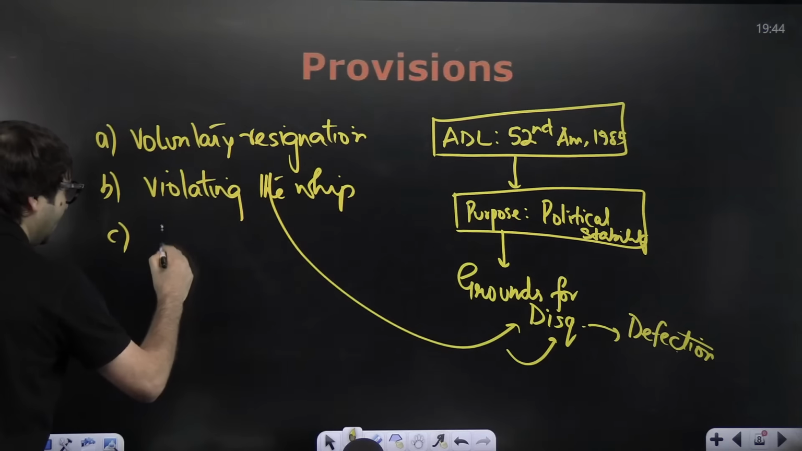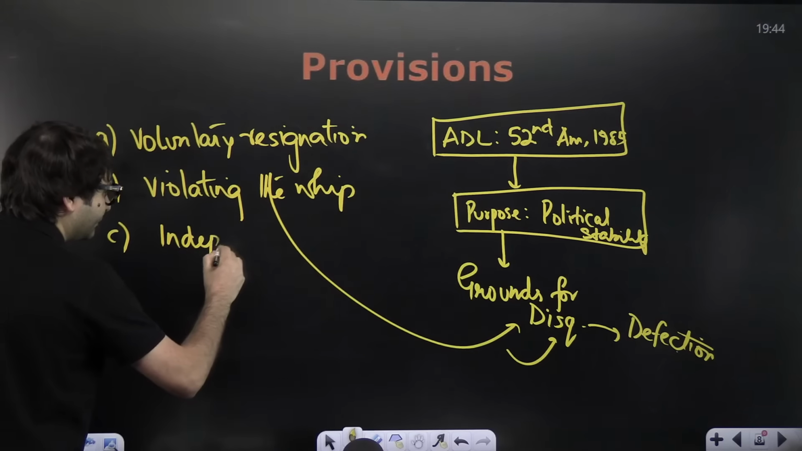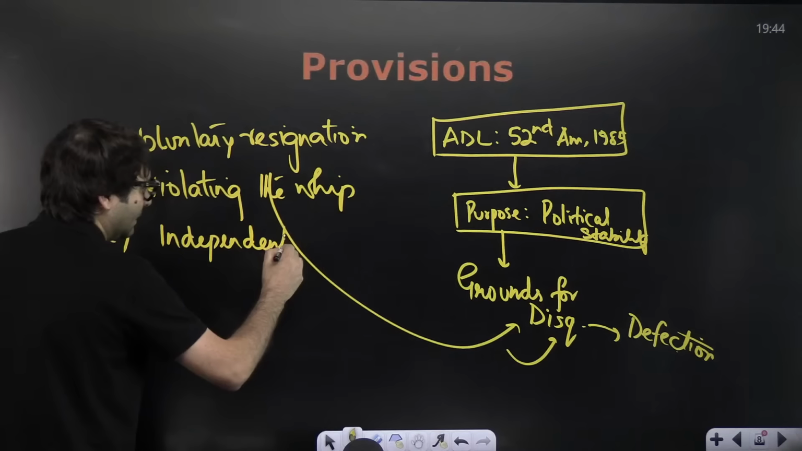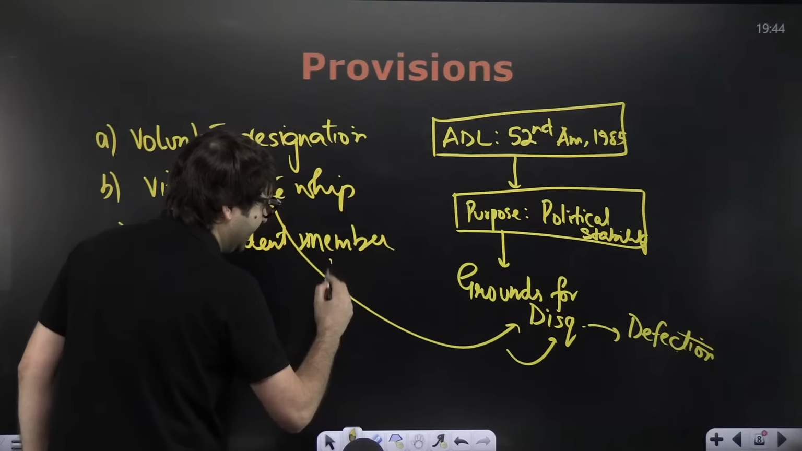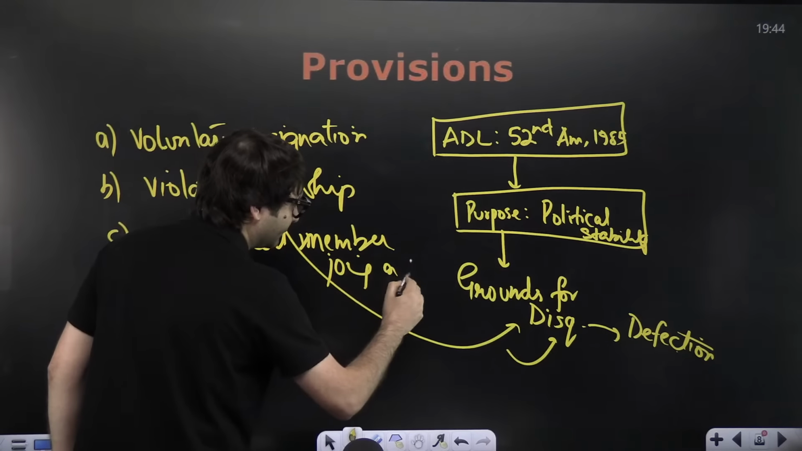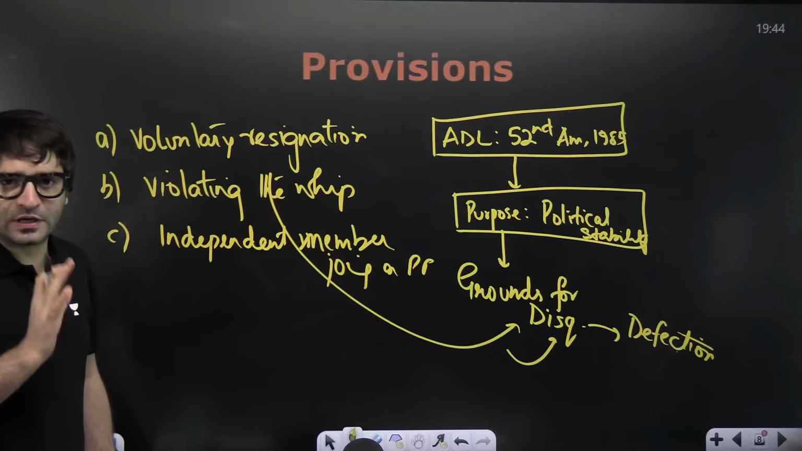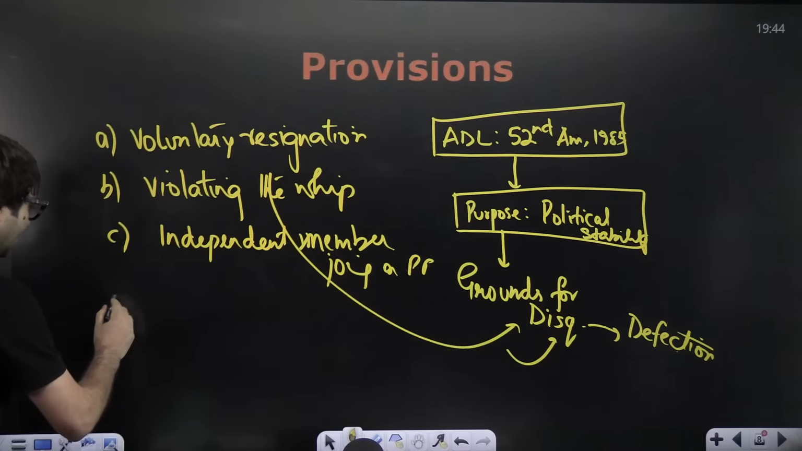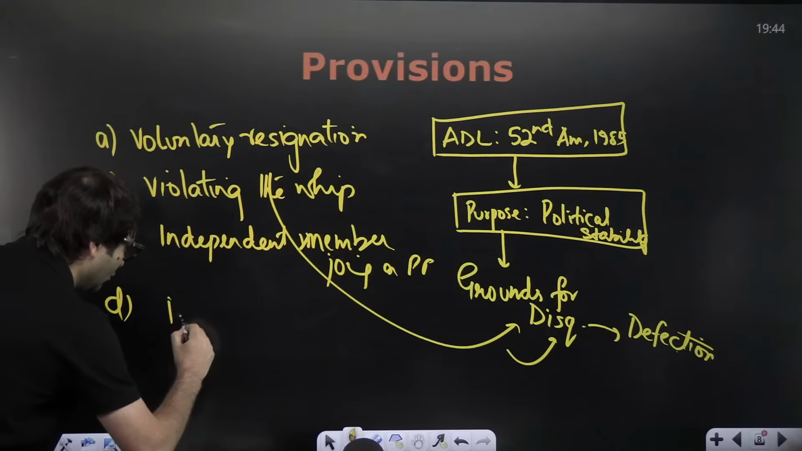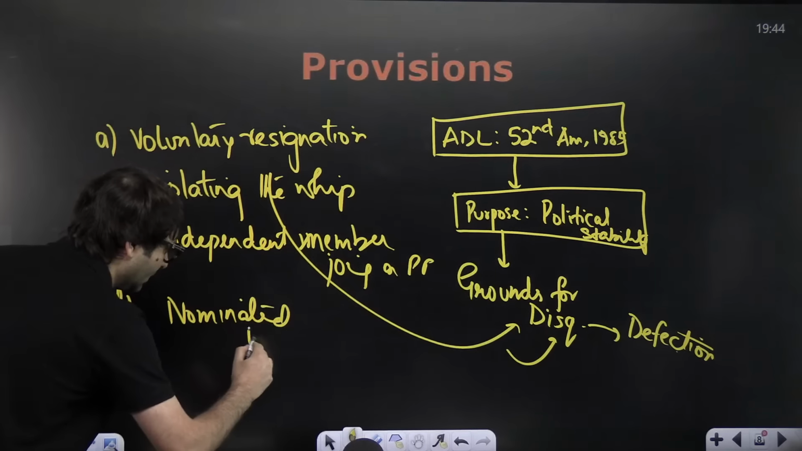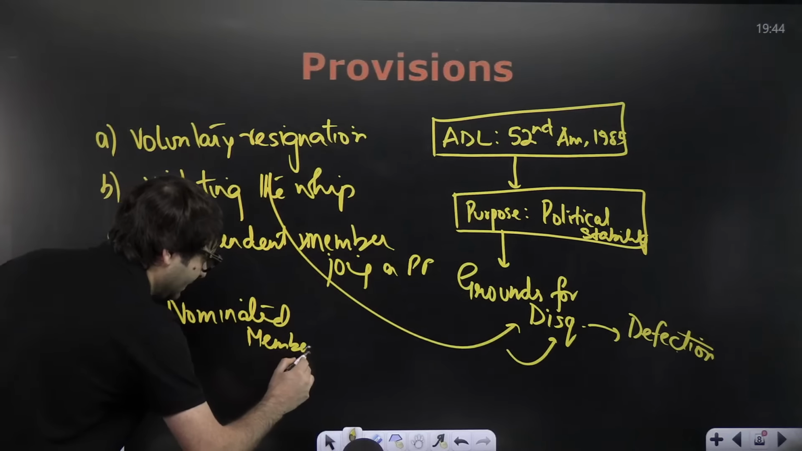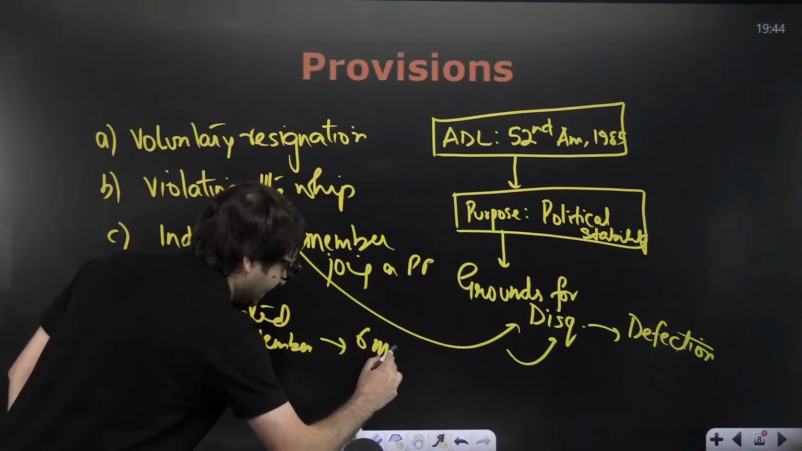See, independent member joining a political party. That's also a ground for disqualification. Then D, nominated member joining a political party 6 months after the nomination.